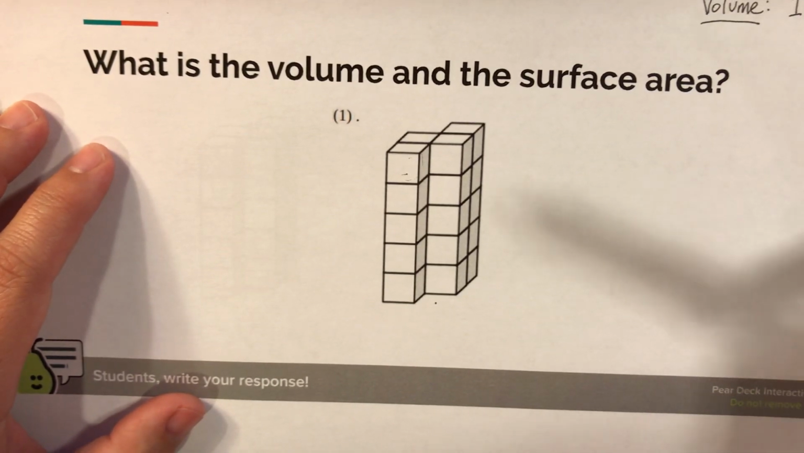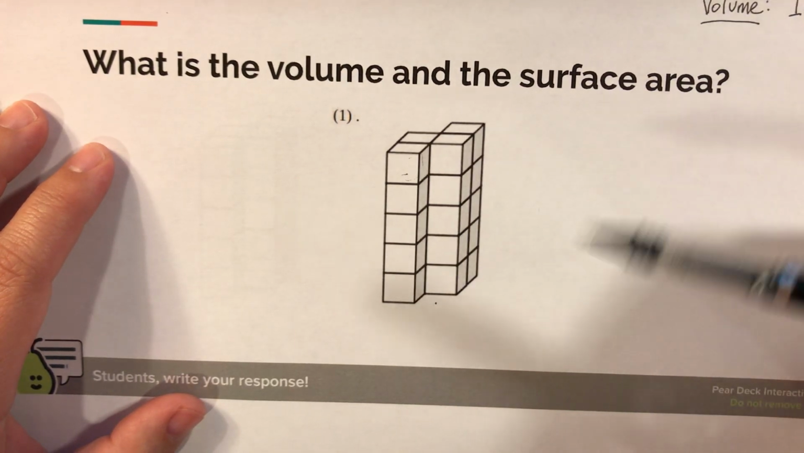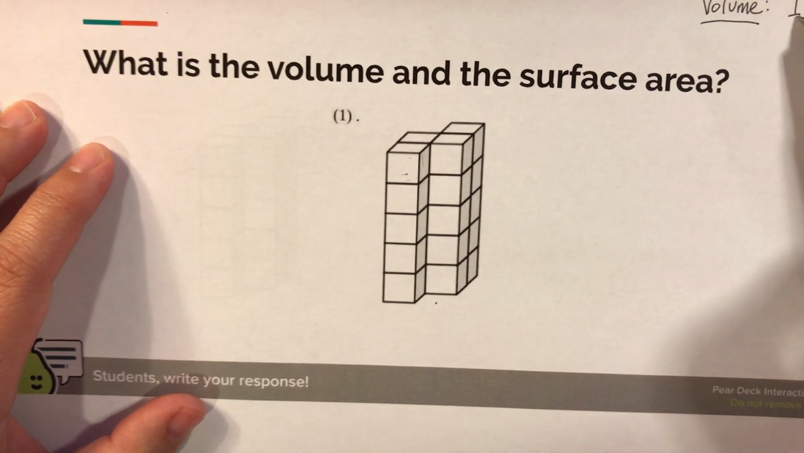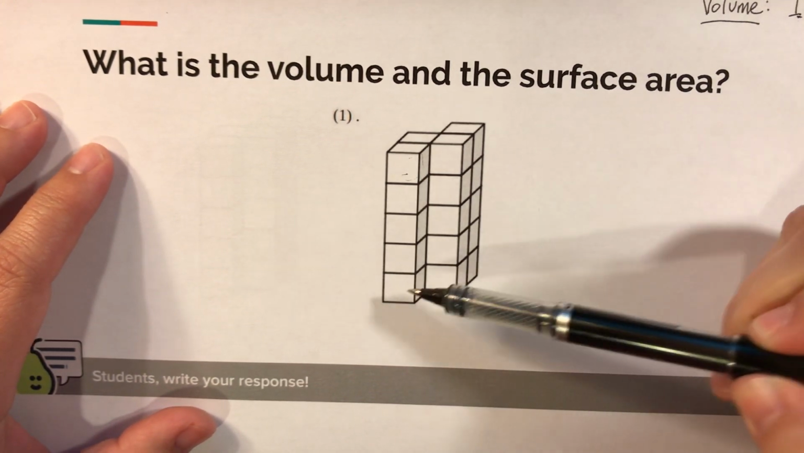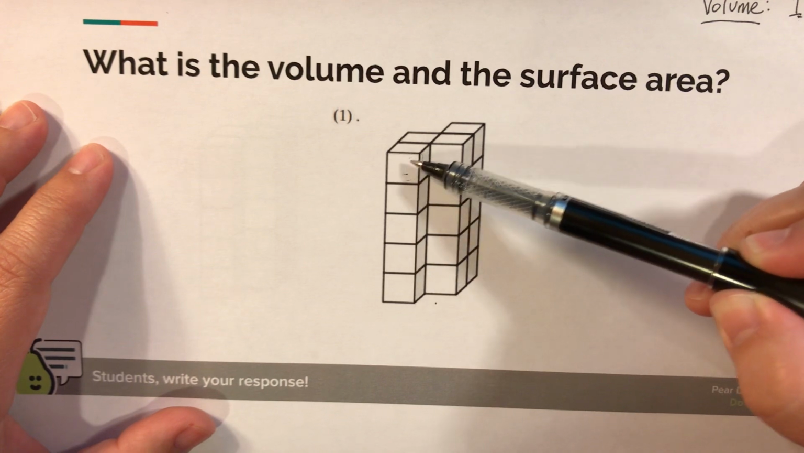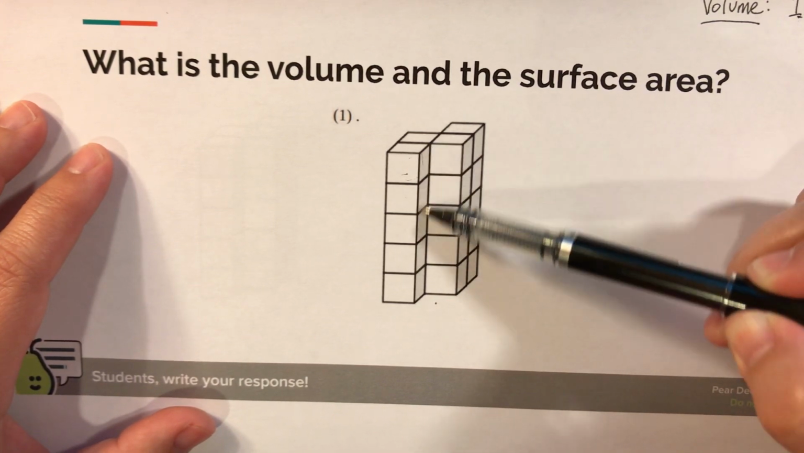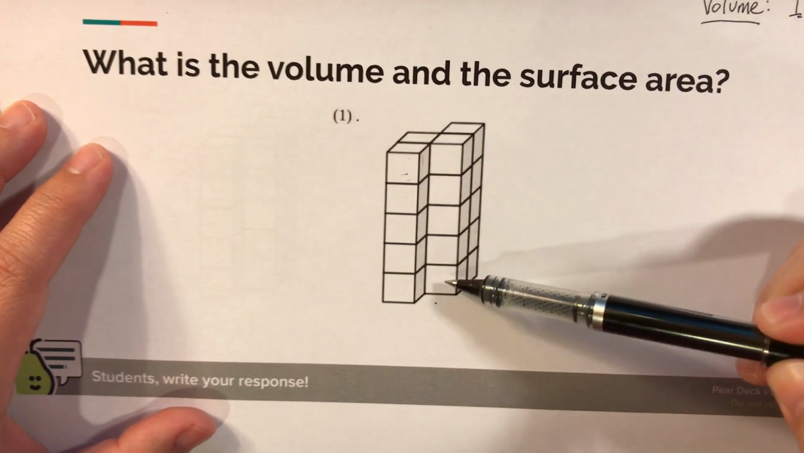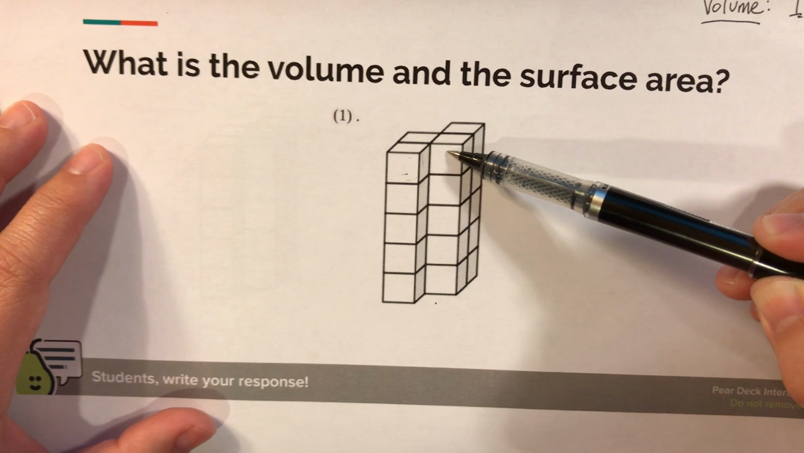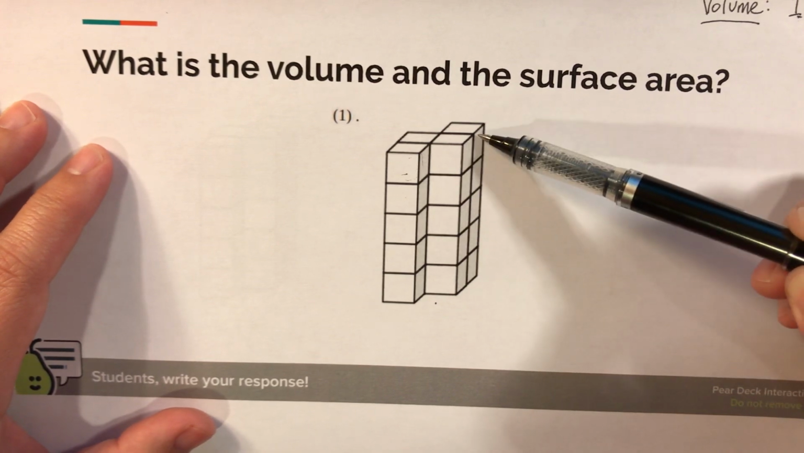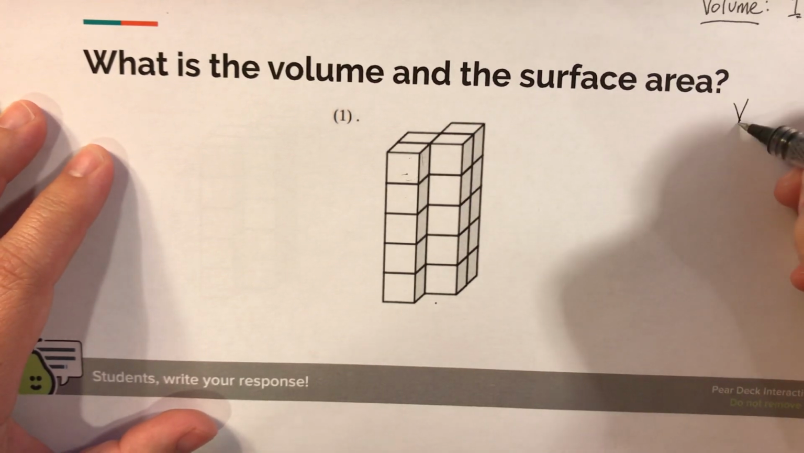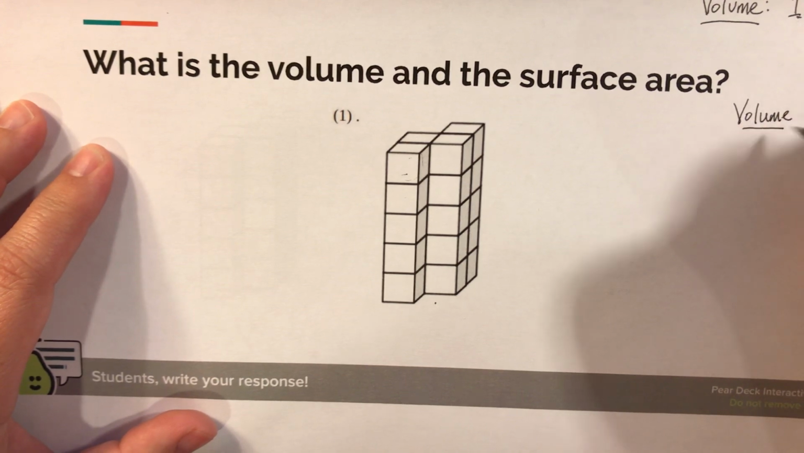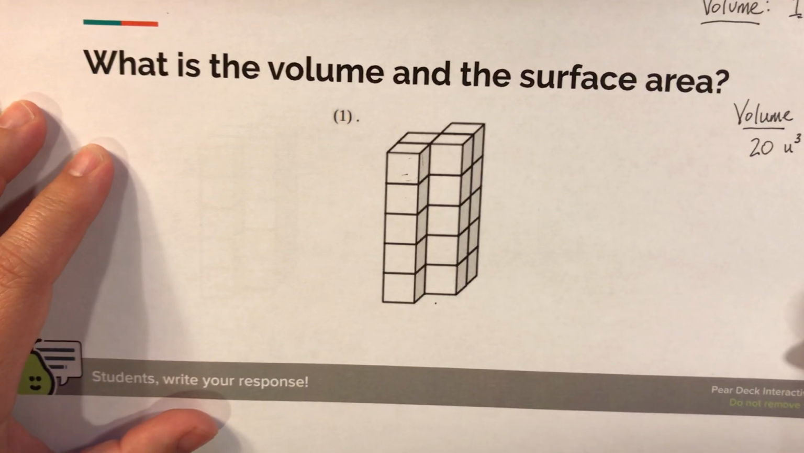So to figure out the volume of this shape, since I know each cube is 1 cubic unit of volume, I would just count how many there are. I've got 1, 2, 3, 4, 5, and then this back here means that there's another stack of 5 behind it, so that gives me 10. 11, 12, 13, 14, 15, 16, 17, 18, 19, 20. So the volume for this particular solid would be 20 units cubed, because there were 20 blocks that created the volume.